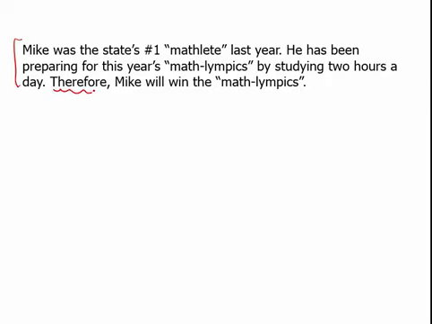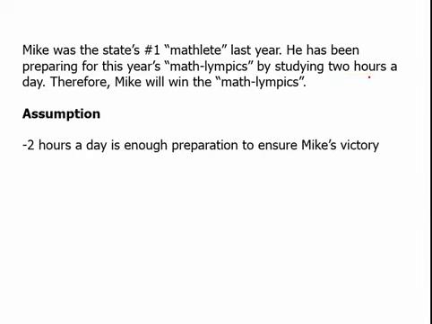So we'll put a little squiggly mark where that begins. Of course, this is usually pretty straightforward when there's only a few lines. It becomes a little bit more difficult when you have 7 or 8 lines. What is even trickier, of course, is identifying those unstated general assumptions. What unstated general assumption do we have here? Well, Mike won last year, and he's going to prepare for this year's Olympics, Math Olympics that is, by studying for 2 hours. What's the assumption? That 2 hours is enough preparation time to ensure that he'll be a repeat winner.